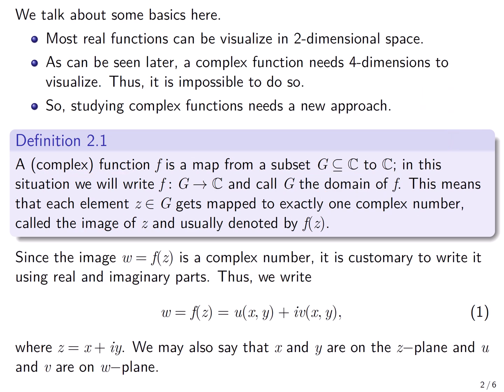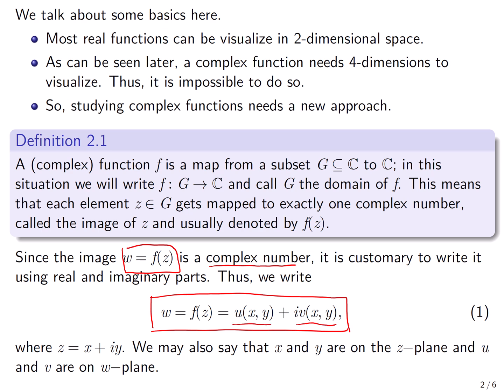And we know that the image is a complex number. We normally call this w, which is a complex number. Since this is a complex number, it is easy to write it as a real and an imaginary part. So we split it into two parts: the real part and the imaginary part. We normally call these u and v, where z is x plus iy, as we discussed earlier.